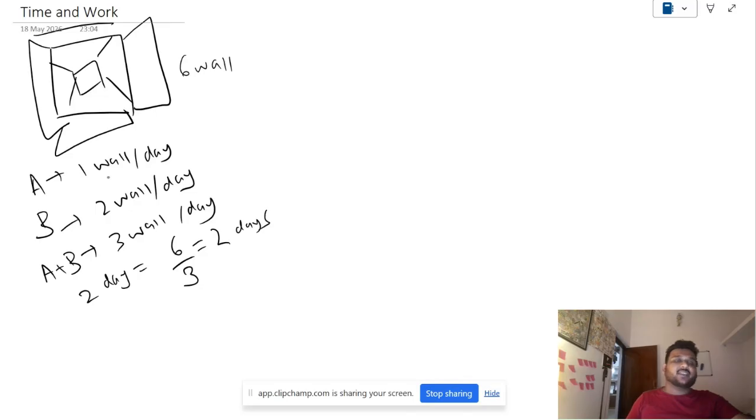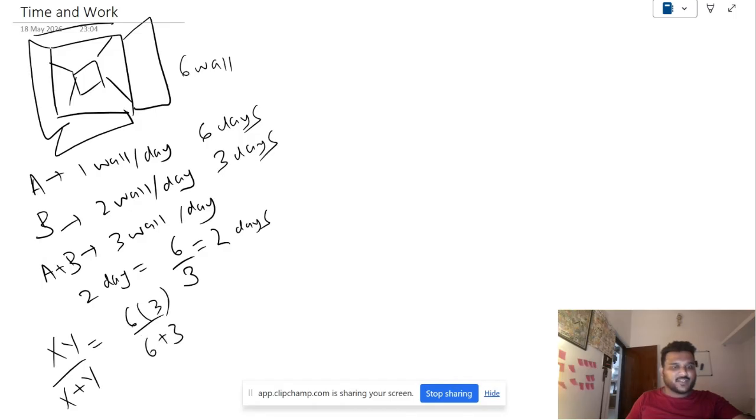To understand the same concept with the help of a basic formula, the total number of days is xy upon x plus y. So if A is doing one wall in a day, it is taking 6 days, and B is doing two walls in a day, it is only taking 3 days. So together, how many days will they take? 6 into 3 upon 6 plus 3, which is 18 by 9, or again 2 days. So why am I telling you in this way? So that you know the basic formula, but you also understand the concept.